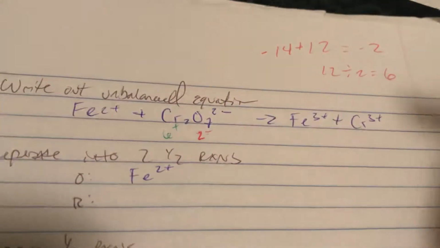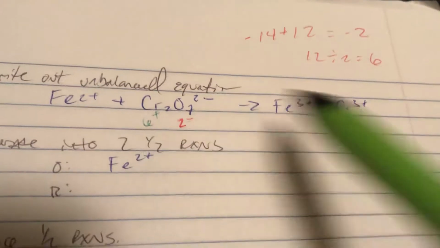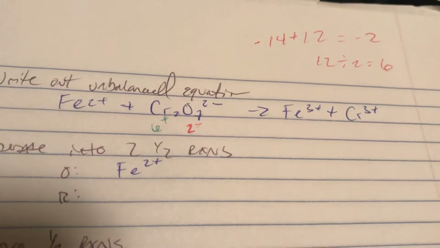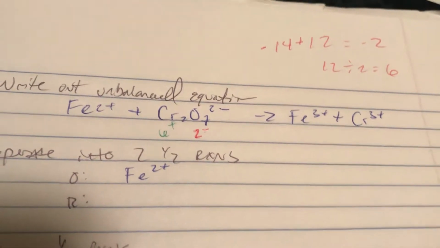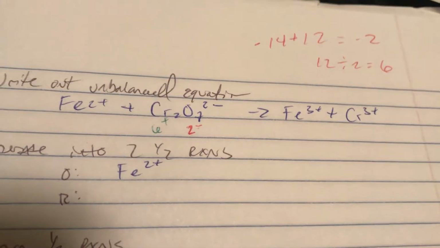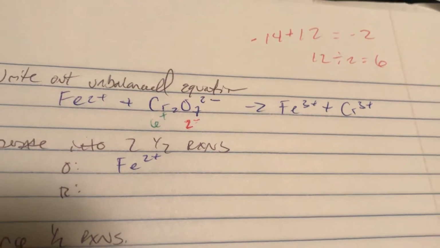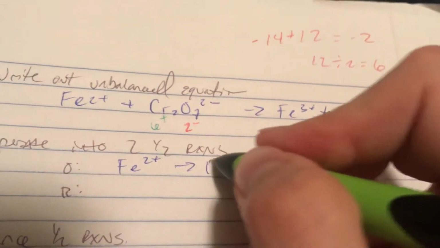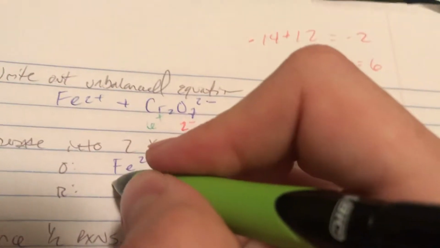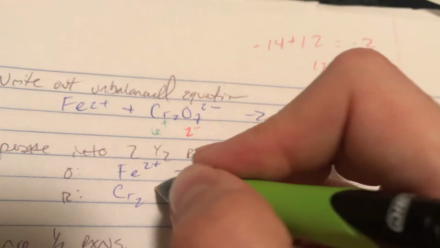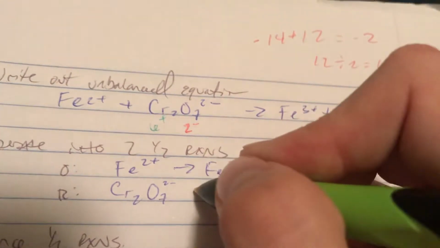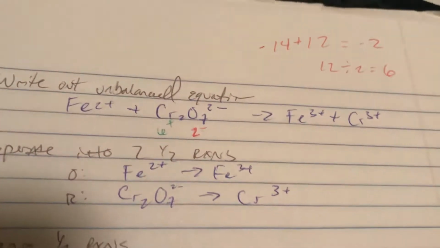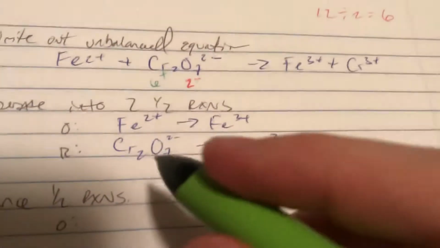6+. Alright, sweet. So it goes from 6+ to 3+. Therefore, it gained 3 electrons per atom. So we have to go back and write down our half reactions now. So we have the iron 2+, which is going to yield iron 3+, and here we have our Cr2O7 2-, which is going to yield Cr3+. Alright, sweet. So now I have to balance those half reactions.